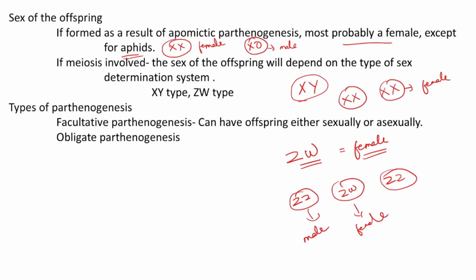Sorry, here it is WW, because Z is already written here. WW can also be a female, but it is not a viable one. It cannot survive. Not viable. Okay, this is about the sexing, the probability of becoming a male or female in the case of parthenogenesis.